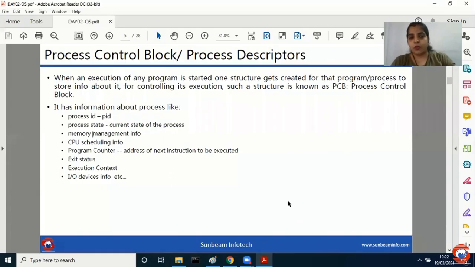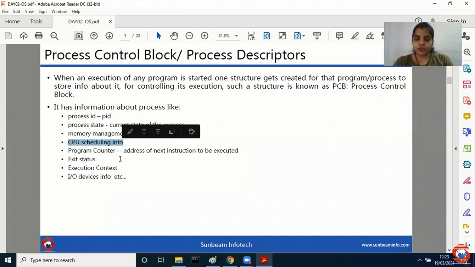Every program, when it becomes a process, receives a unique ID that is called process ID. Process state, there can be multiple number of states. I will talk about state afterwards, maybe after 10 to 15 minutes. The memory management information: this process is taking how much memory, this process is located at which memory area, that information.